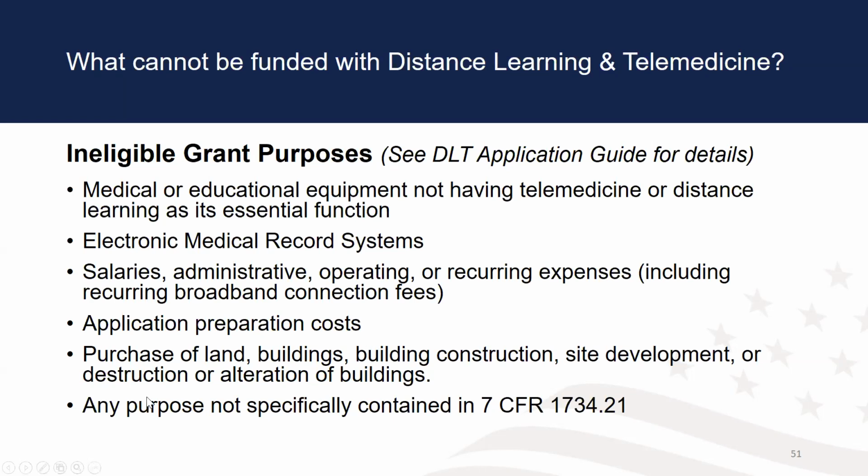We don't fund any salaries, administrative costs, or operating costs, no recurring expenses. We don't pay for the monthly broadband bill. We don't pay for things that are disposable, such as exam gowns. What we pay for is basically assets, the actual equipment that makes up this interactive connection between a patient and a doctor. We don't pay for any application preparation cost. We don't pay for the purchase of land or site development. And you can see in the Code of Federal Regulations 7 CFR 1734.21 some other things that are not eligible. Okay, next screen, please.